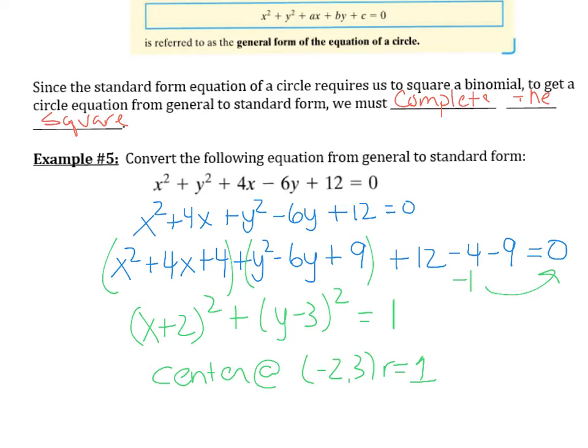Now if I want to graph that, I can graph it. I can identify things. I can find the x and the y intercepts. I could have done that from the general form equation, but in all honesty, the standard form equation is a much easier one to talk about. So that's all you really have to do. Let's move on to the next page and look at another example.